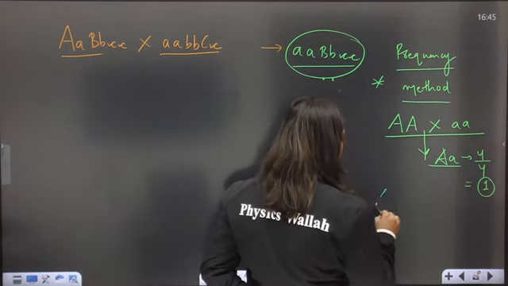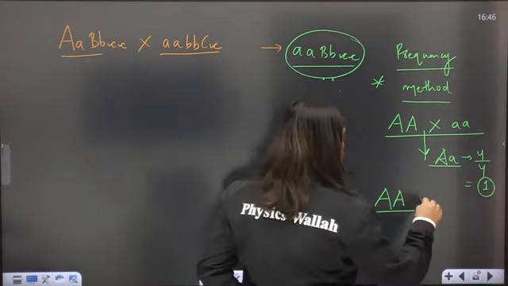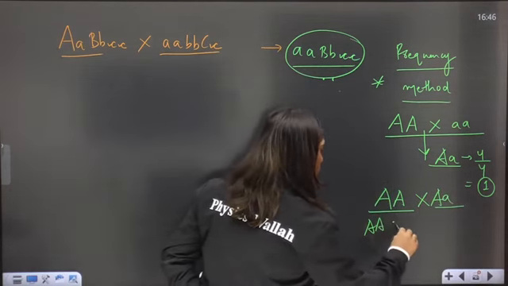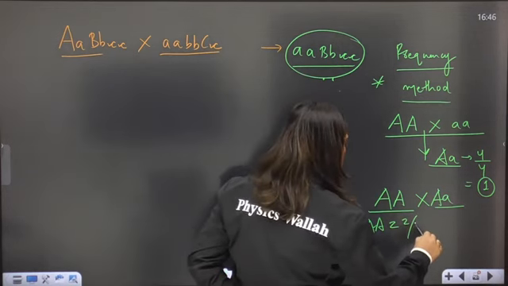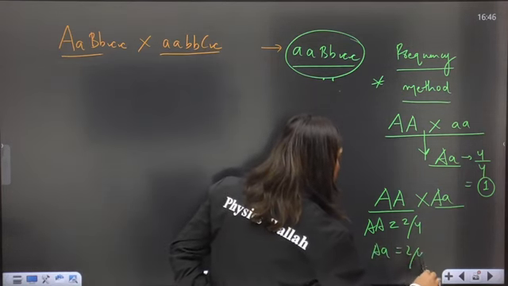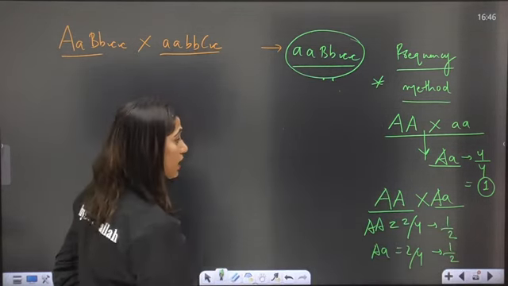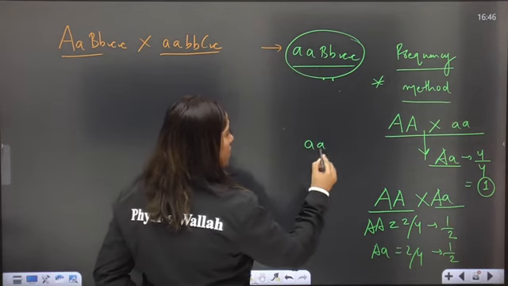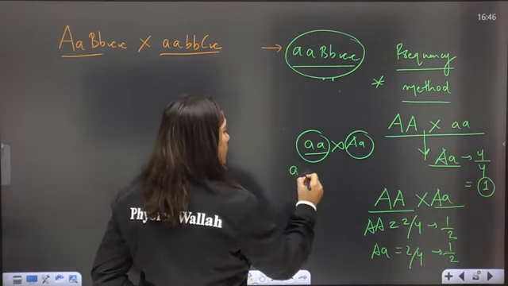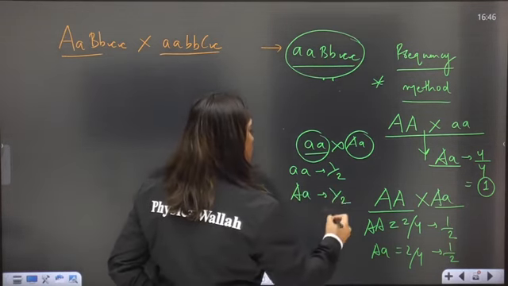Then, if this is the condition, one is homozygous dominant and the other is heterozygous, then obviously out of 4, 2 will be capital A, 2 by 4. You can see it by drawing the Punnett square also, and half will be this. So I can write it as 1 by 2 and 1 by 2. And again, if the condition is this, homozygous recessive crosses with heterozygous, then obviously half of them would be small a, and half of them would be capital A, small a.